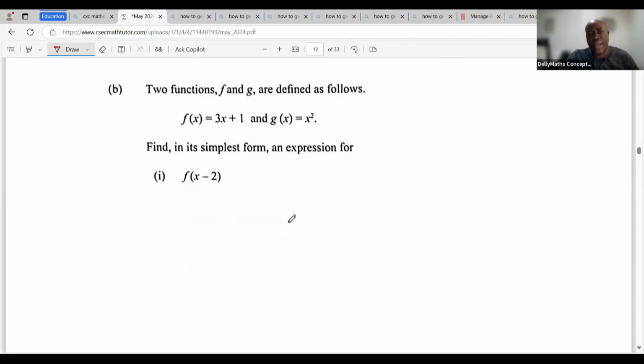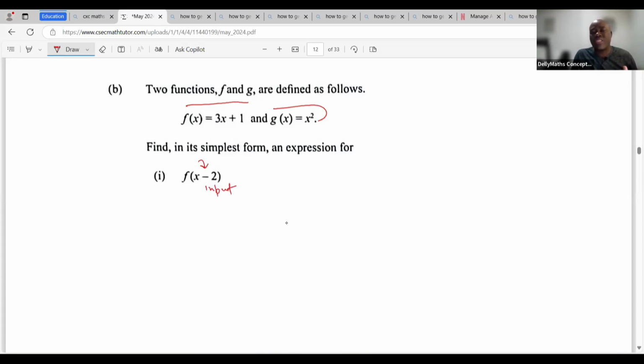All right. So we're looking at a function question here. It says two functions, f and g, are defined as follows. F of x is equal to 3x plus 1, and g of x is equal to x squared. The question says find, in its simplest form, an expression for f of x minus 2. What we want to bear in mind is everything that is in the parentheses is an input. So this is an input right here.